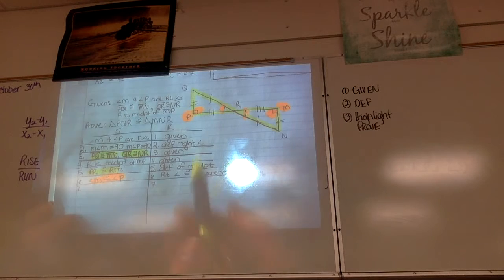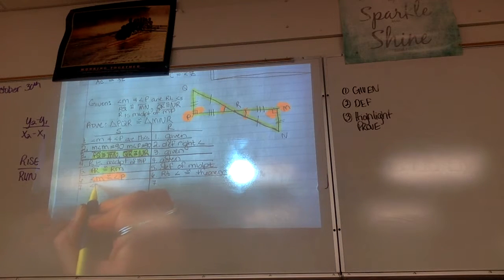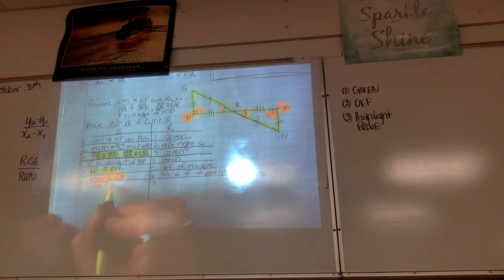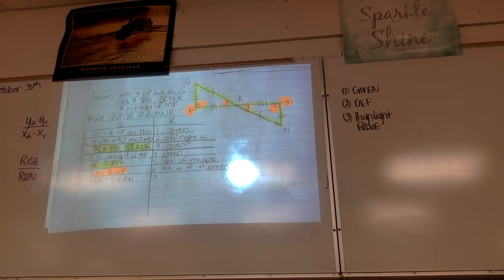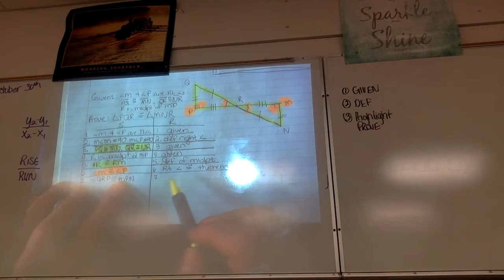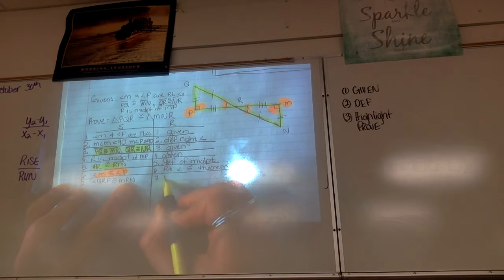Okay, so step 7 is to say angle QRP. Wait a second, why am I using three letters all of a sudden? Because R is the midpoint, so you need to specify which side you're going. Good. Nice job. It's absolutely okay to not have three letters when you have an angle like N. The only angle there is angle N. It is absolutely necessary to have three letters when you have a situation like we do here in the middle. So I'm going to go ahead and put down QRP and MRN, vertical angles.